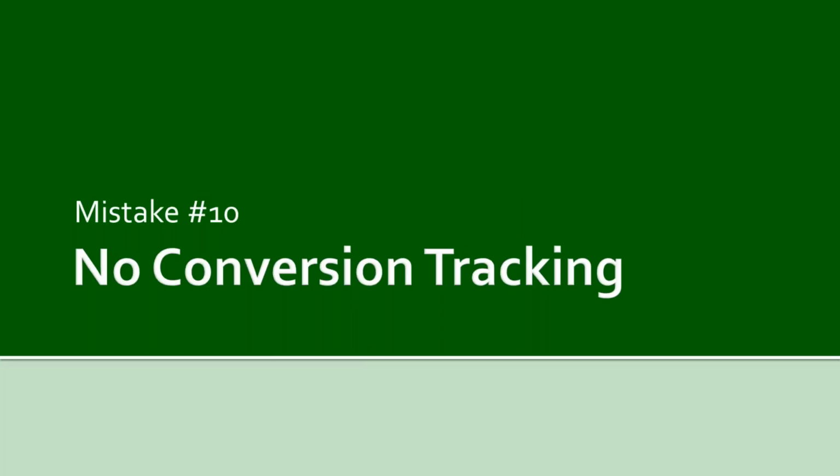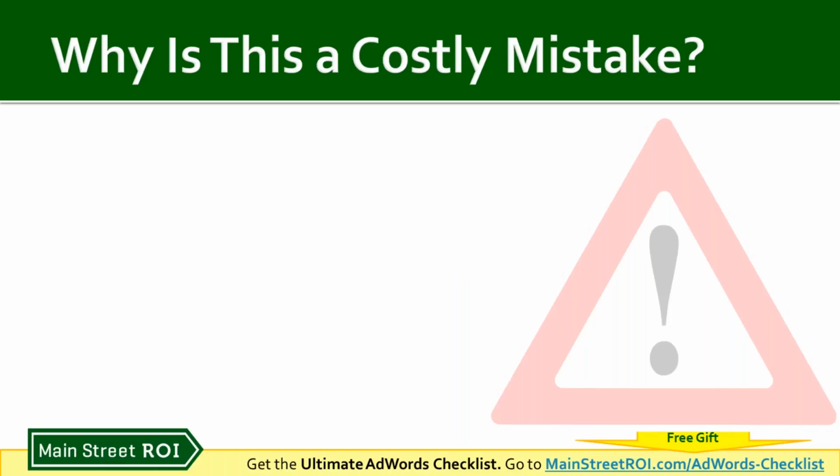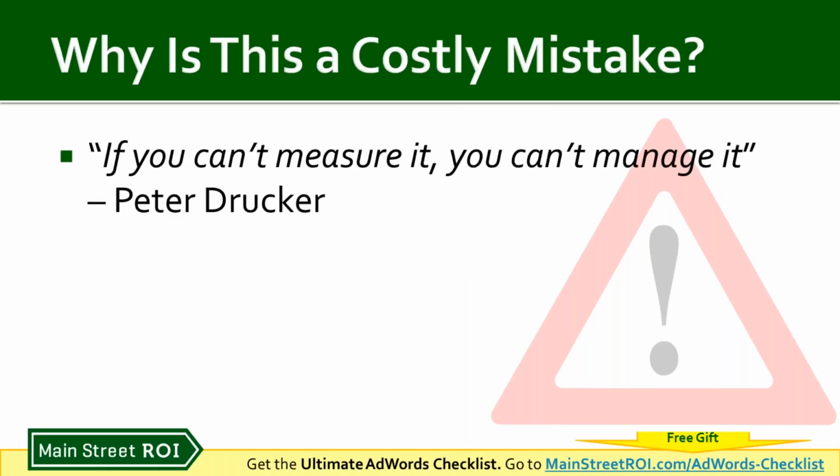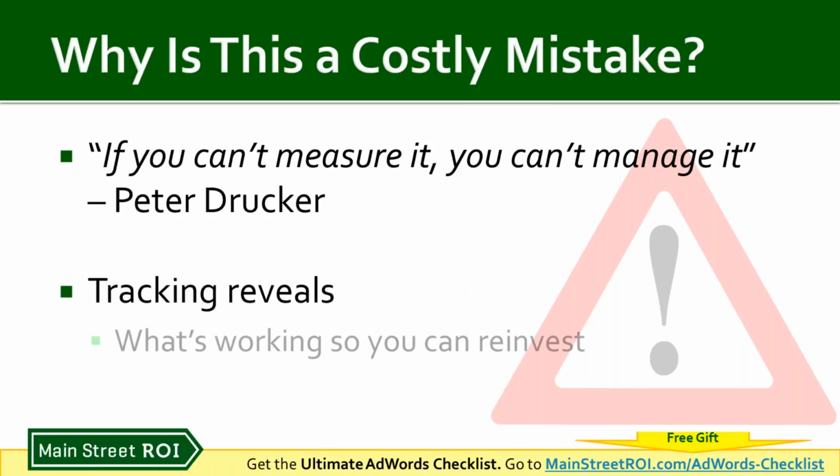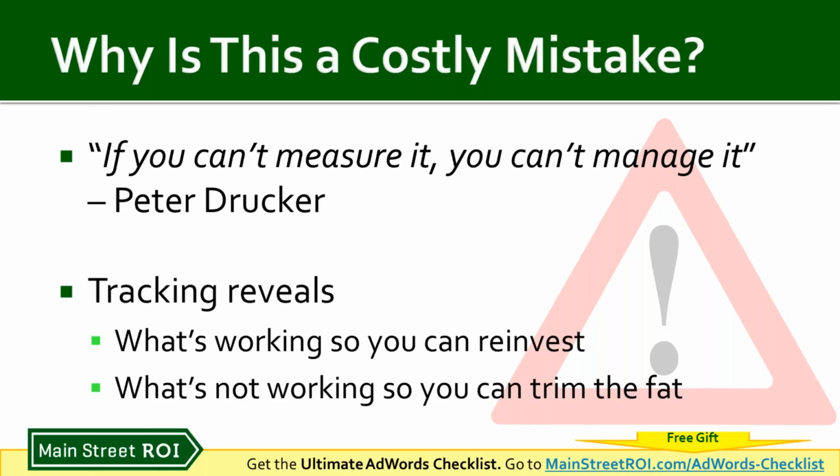All right, the final mistake here, mistake number 10, no conversion tracking. This is a very common mistake. I'm sure you've heard Peter Drucker's famous quote, if you can't measure it, you can't manage it. That is especially true with Google AdWords. Tracking ultimately is going to tell you what's working in your account, where you can reinvest your budget, and what's not working so that you can trim the fat or just turn something off altogether.